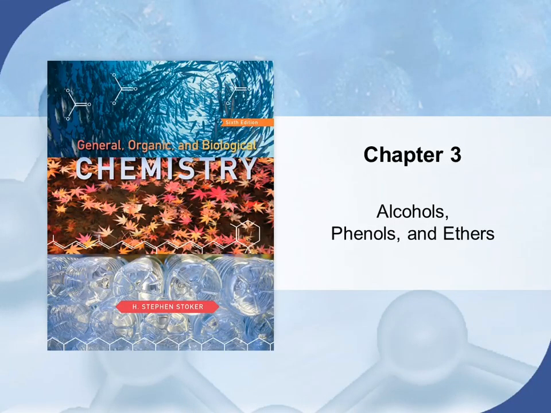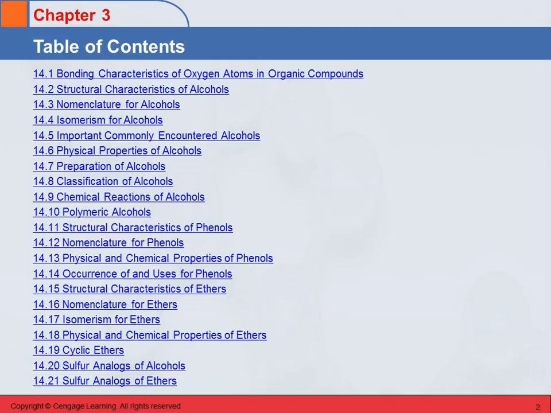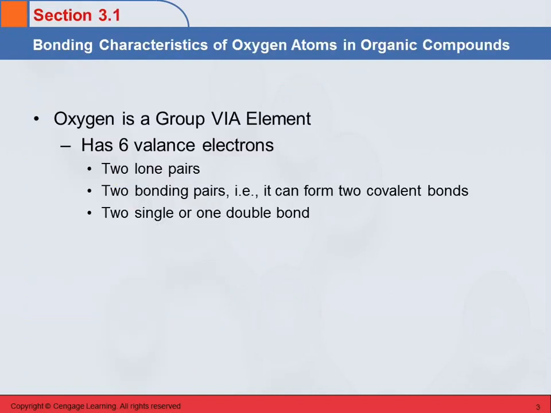So we're proceeding to work our way through different groups of organic compounds. Chapter 3 covers alcohols, phenols, and ethers. 21 crazy sections in this chapter.